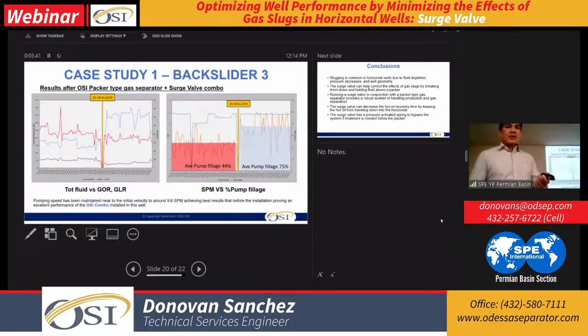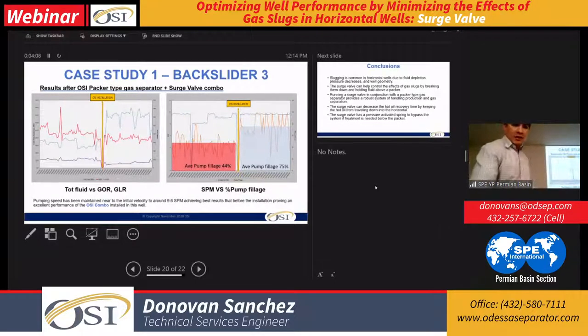As you can see right here, the left shows the total fluid with the gas oil ratio, gas liquid ratio. Even though you saw the gas increase in that last graph, the gas oil ratio and gas liquid ratio decreased because we were able to increase that total production. And on the right, you can see that the average pump fillage was 44% before, and afterwards it was 75% with the installation of our tools.